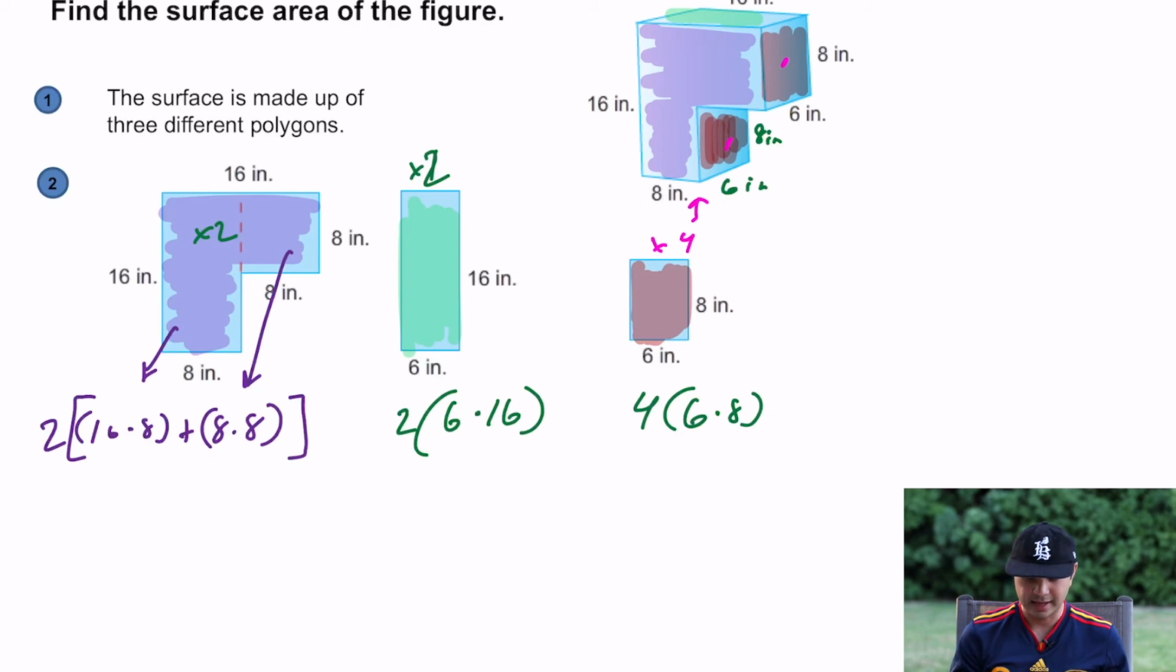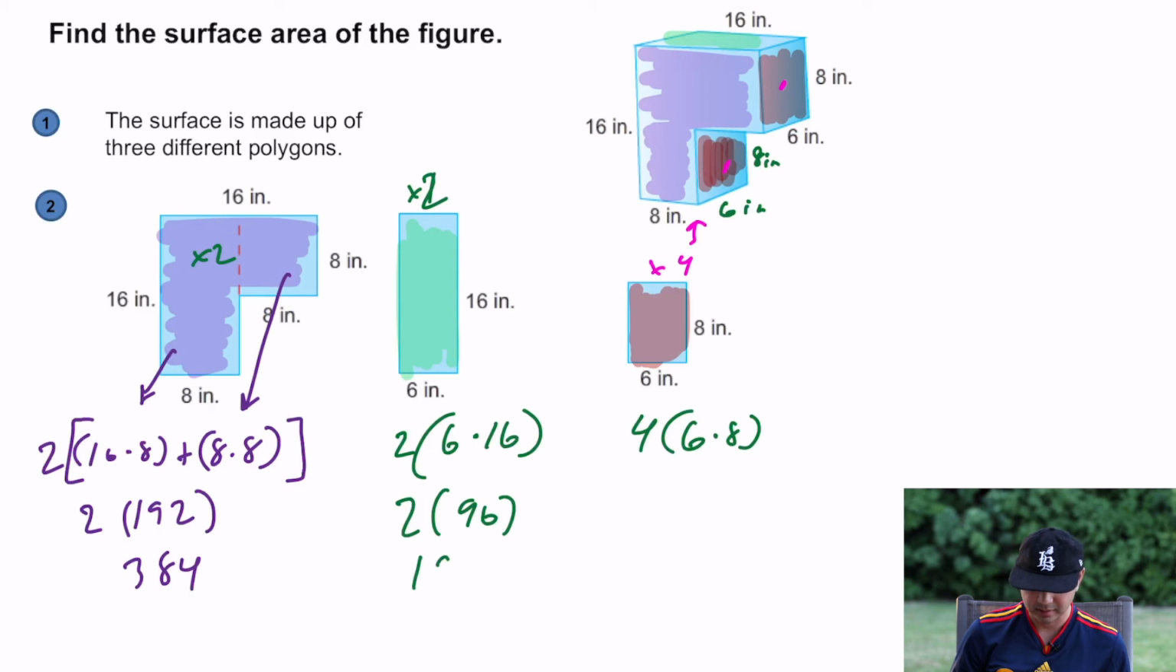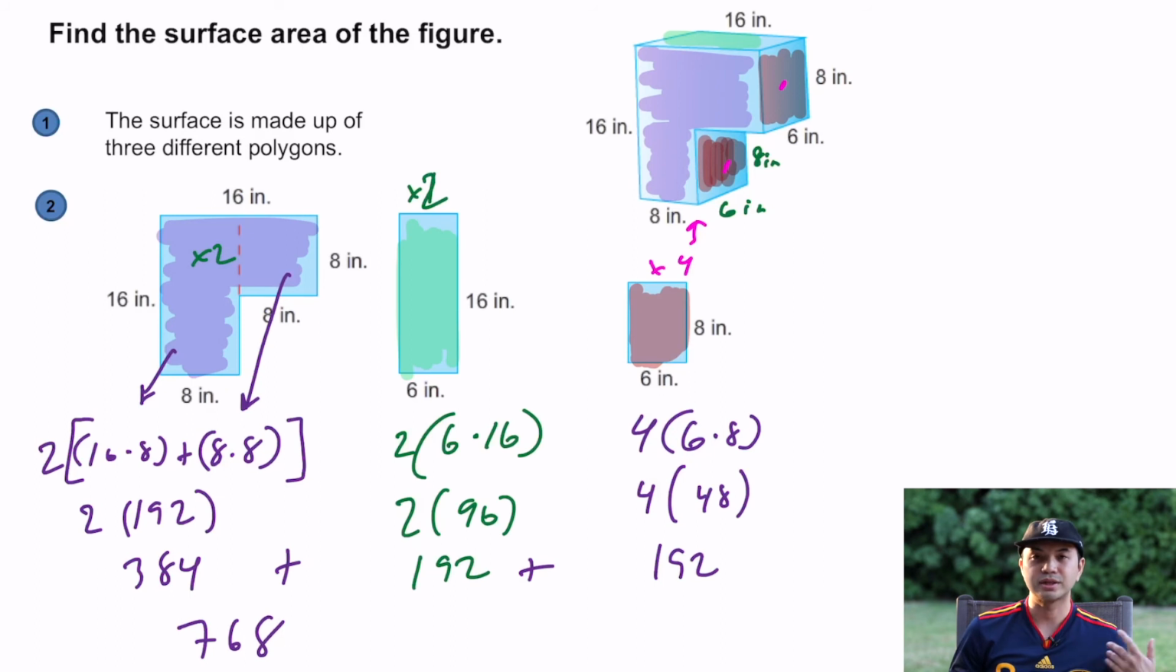All right, so now let's just kind of chug away at these calculations. Okay, so this is going to be 192 times 2, which is 384. This is going to be 2 times 96, and that's going to be 192. Okay, and this is going to be 4 times 48, and that's also going to be 192. For total surface area, I'm just going to have to add those all up together. So that's 768, and this is square inches because we're talking about surface area.